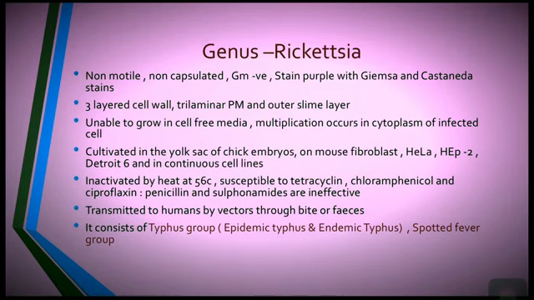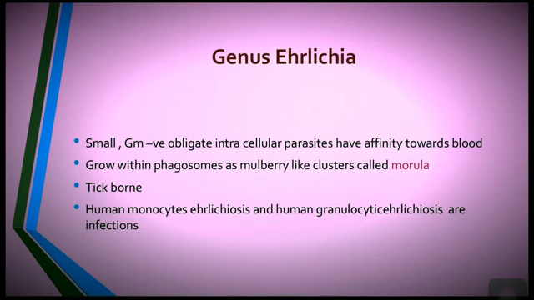The Rickettsia group can be inactivated by heat at 56 degrees centigrade. They are sensitive to antibiotics like tetracycline, chloramphenicol and ciprofloxacin. Penicillin and sulfonamides are ineffective for the treatment of infections caused by Rickettsia. It includes the typhus group, that is epidemic typhus and endemic typhus, and the spotted fever group. Epidemic typhus is caused by Rickettsia prowazekii and endemic typhus is caused by Rickettsia typhi. Rocky Mountain spotted fever is caused by Rickettsia rickettsii.